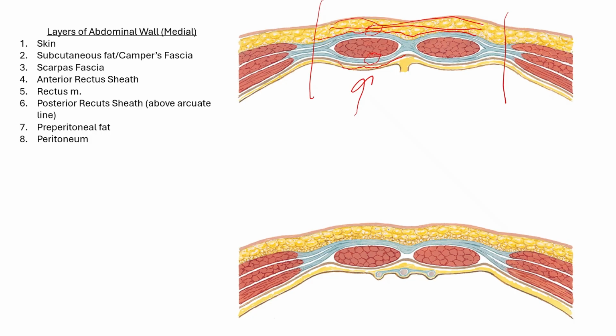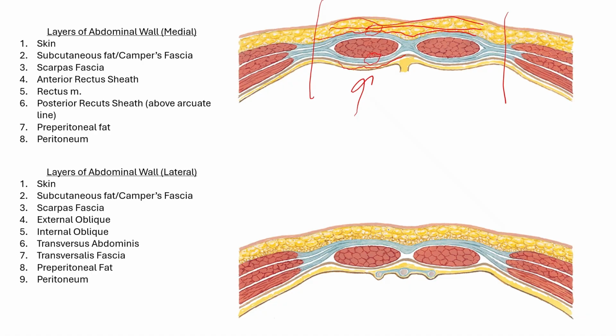Now, this is a very common PIMP question that surgeons ask medical students. They want to know if you can name all 8 layers of the abdominal wall, specifically in the medial aspect of the abdominal wall. Now, let's go ahead and learn the layers of the lateral abdominal wall, which is another common question asked to students.